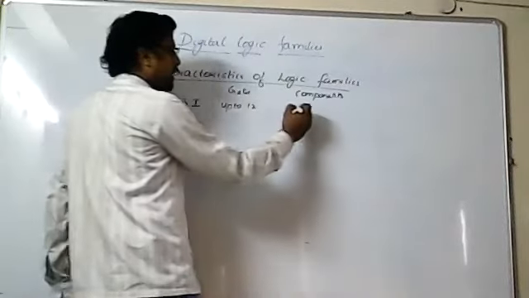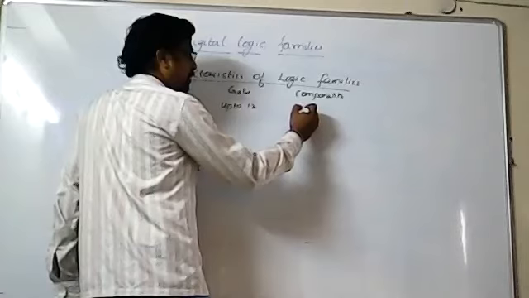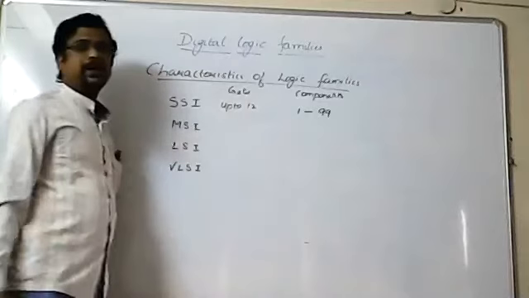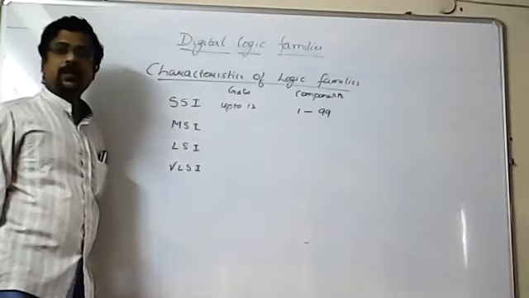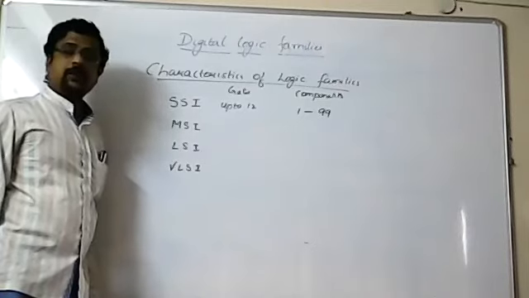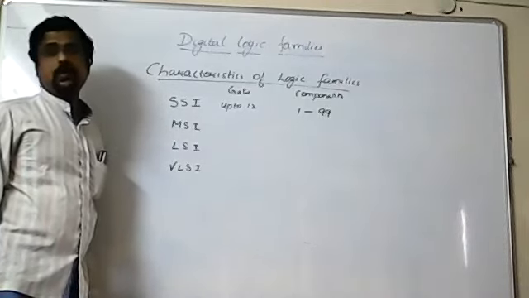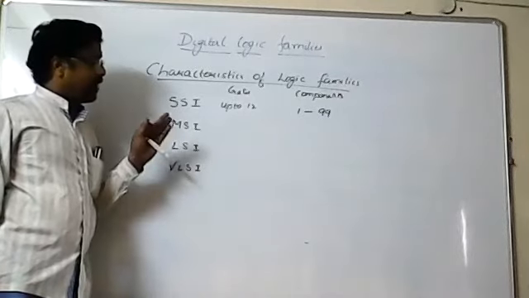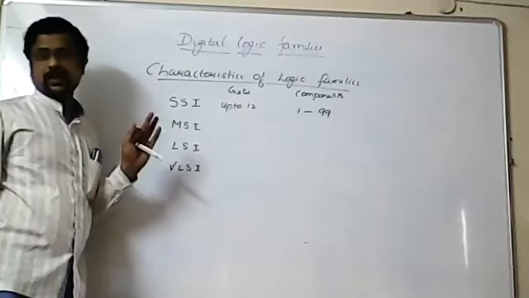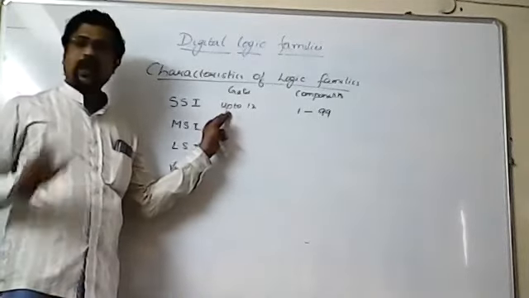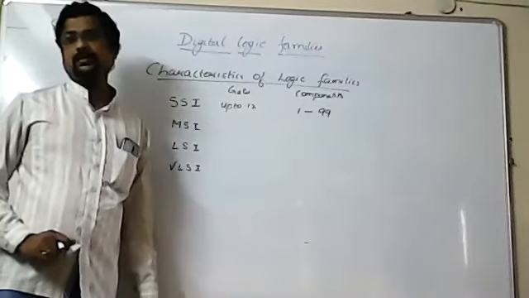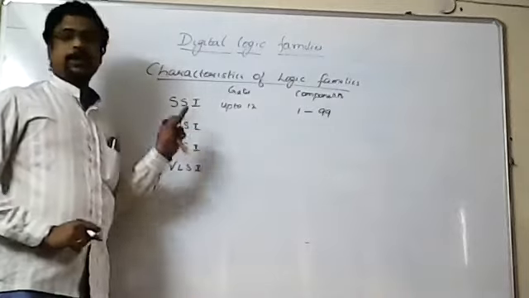And the components allowed is how much? 1 to 99. So if I am using small scale integration, the maximum number of allowed gates is 12 and the number of components allowed is up to 99. If our design has more than this, then I cannot use small scale integration. For example, if in my design I have 5 gates but 100 components, I cannot use SSI. I have to go for medium scale integration.